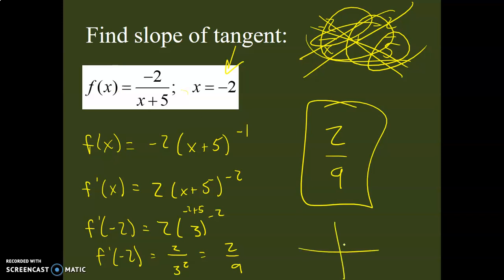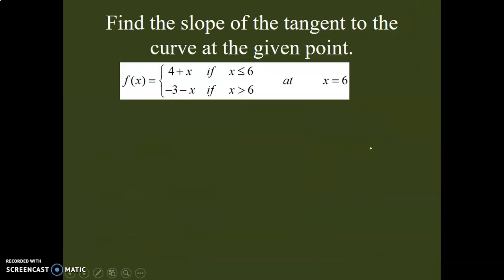And again, we can do a quick check. It'd be a rational function shifted 5 units to the left, and then it would have been reflected. So instead of being in these quadrants, it would have been in these two quadrants. And then when x is negative 2, it does look like a slope of 2/9 would make sense. So it's a good idea to do a quick check, thinking about what the graph would look like and see if your answer is reasonable.